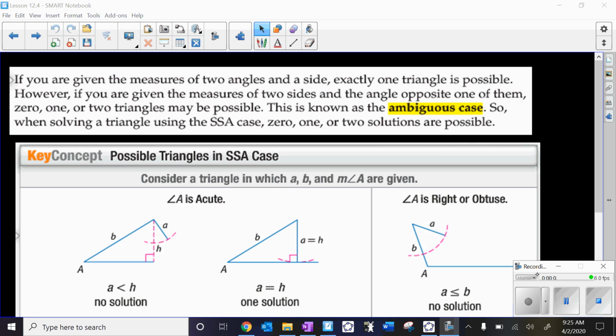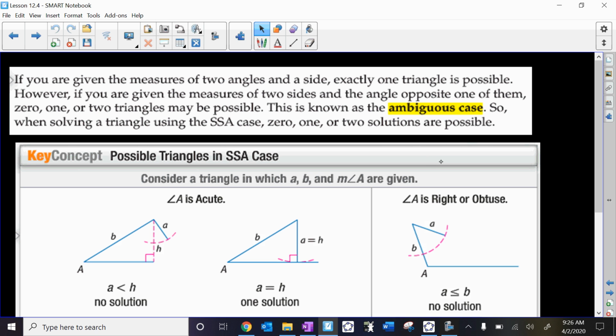So far with the law of sines, we have looked at cases that look like angle, side, angle, or angle, angle, side. Law of sines can also be extended to side, side, angle, but we need to be extremely careful because this produces what we call an ambiguous case.